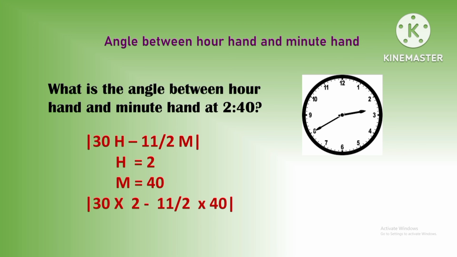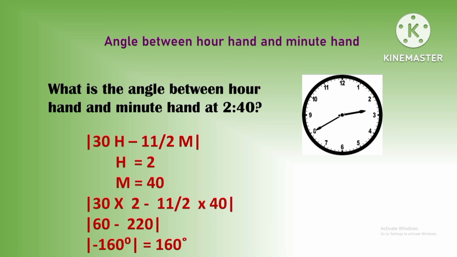So 30 into 2 is equal to 60. 60 minus 11 by 2 into 40, which is 220, so we will get minus 160 degrees. I have explained to you, we should ignore negative or positive, only take the number. So if we ignore the negative, the final answer we get is 160 degrees.